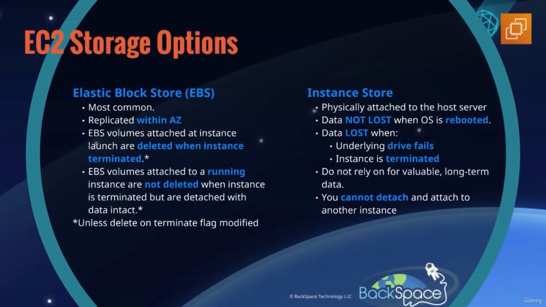There are two options available for storage directly to an EC2 instance, and that's not including external storage, for example, using an Amazon S3 bucket or using Elastic File System. The two options are Elastic Block Store or Instance Store. EBS is the most common type, and an EBS volume will be replicated within an availability zone, which is great. So if your drive fails, there will be another copy.